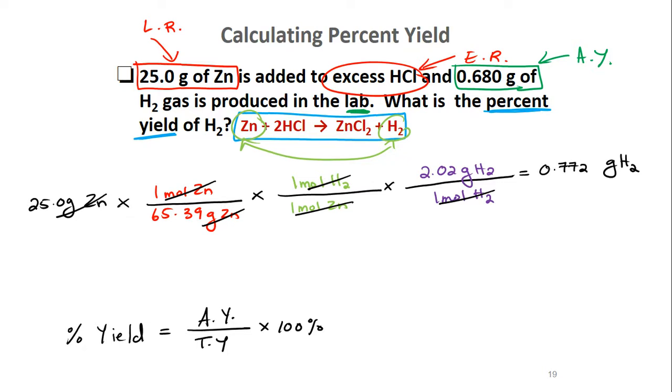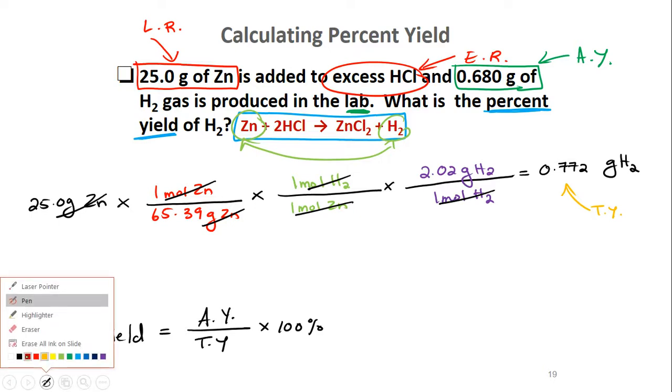Now look at the two numbers. 0.772 is your theoretical yield. That means theoretically, based on your calculation in your book, that is how much hydrogen you should get. But 0.680 grams of hydrogen is what you actually got. So there's a discrepancy between what you calculated you should get and what you actually got. Like I figured based on the recipe, I should get 12 muffins, but I only got 9 muffins. Okay, so based on that, you can actually calculate your percent yield.